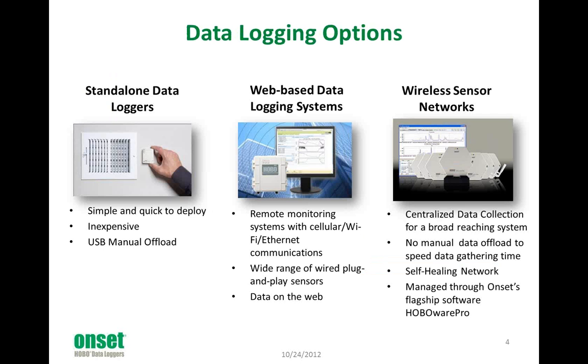Here we can see the different options for the data loggers that Onset creates, starting with our standalone data loggers made for simple and quick deployment, to our web-based data logging systems that offer a wide range of wired plug-and-play sensors and offer remote communication via cellular, Wi-Fi, and Ethernet, over to our wireless sensor networks, which we are going to focus on today. Our wireless sensor networks, or ZW series as we call them here, offer centralized data collection, which eliminates manual data offload to help speed up time gathering data.